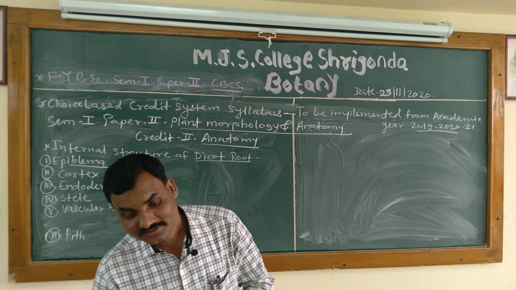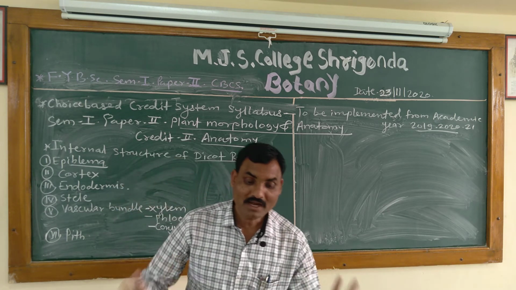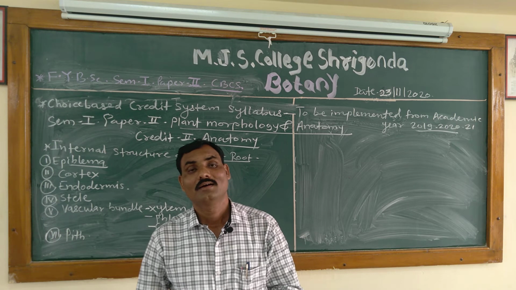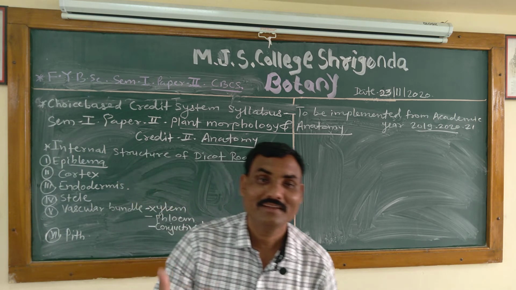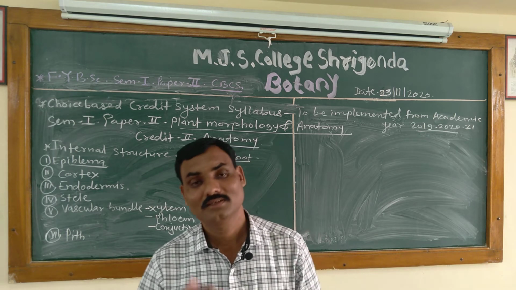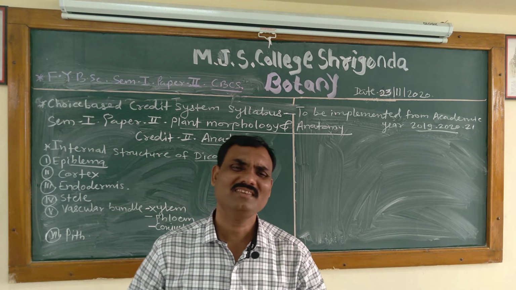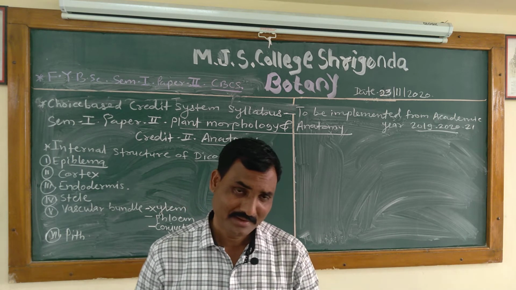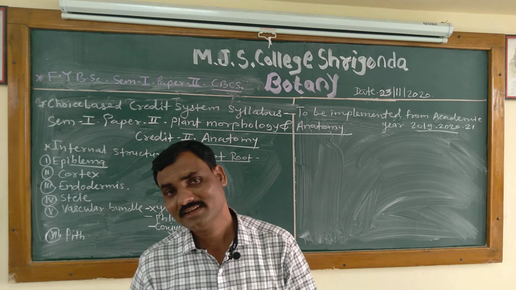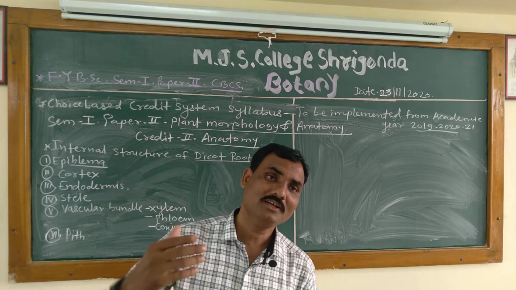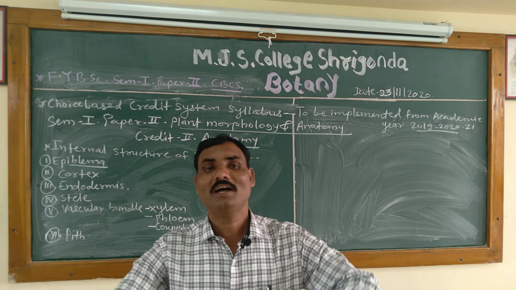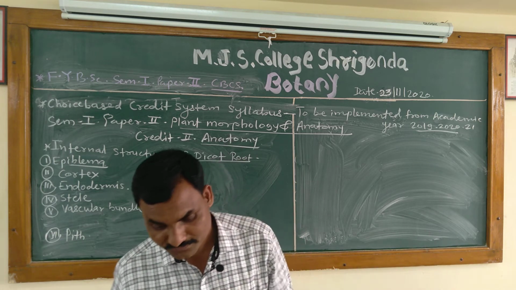And in dicot stem it is profusely branched, while in monocots it is unbranched. When we take the example of jowar plant, wheat plant, there is an unbranched system. But in dicots, take the example of hibiscus, mango, Azadirachta indica, there is a branched system.